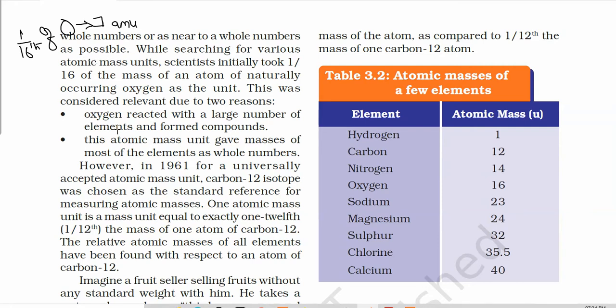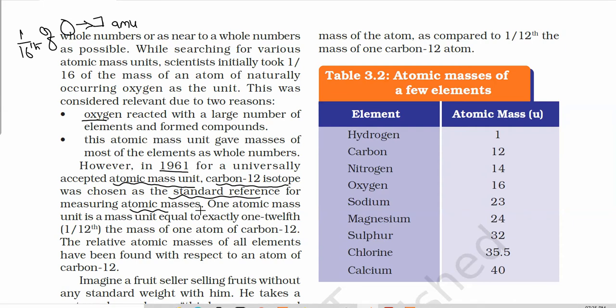This was considered relevant for two reasons. Oxygen reacted with a large number of elements and formed compounds. And this atomic mass unit gave the masses of most of the elements as whole numbers. When we divide the mass of the given atoms by 16, we get a whole number. However, in 1961, the universally accepted atomic mass unit, the amu, was based on the carbon-12 isotope only, and it was taken as the standard reference for measuring atomic masses.